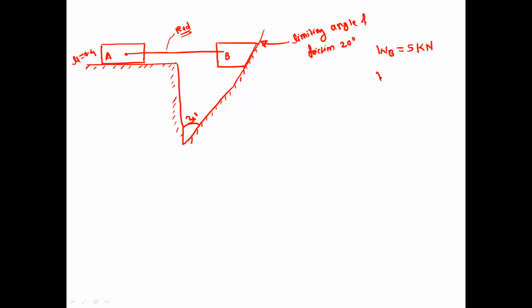And we have to find out the minimum value for the block A so that the given equilibrium can be maintained. So we have to find out W A. Before we start with this problem, just tell me what is the impending motion for block B and block A.